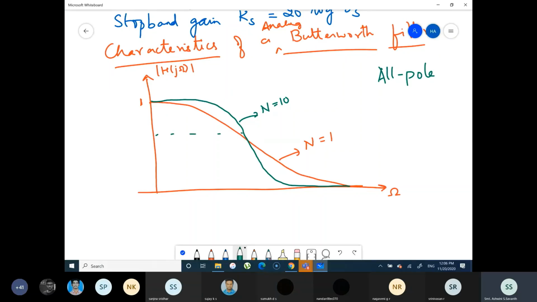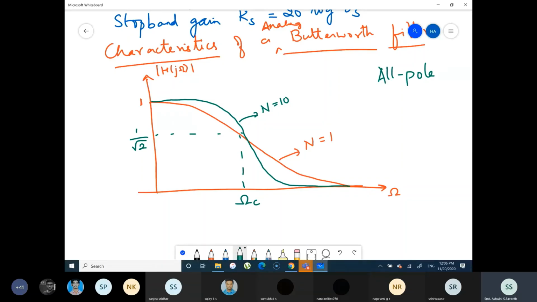Cutoff frequency is where the magnitude is 1 by √2, the 3 dB cutoff, right? That's how we take the minus 3 dB cutoff. That is the cutoff frequency for a Butterworth filter. Now see, the specifications for the Butterworth filter are given with respect to omega c. So if omega c is given to you, we also have means to convert it to omega p and omega s. Okay, but the cutoff frequency will be defined.